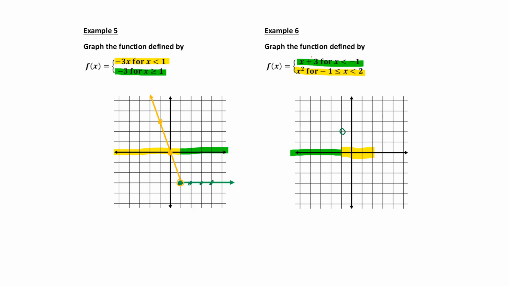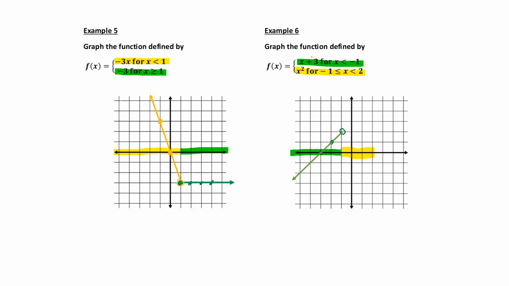So we know that this is going to be a line, f of x equals x plus 3, with y-intercept 3 and slope 1. And we get this line, y equals x plus 3, for the values of x less than negative 1.